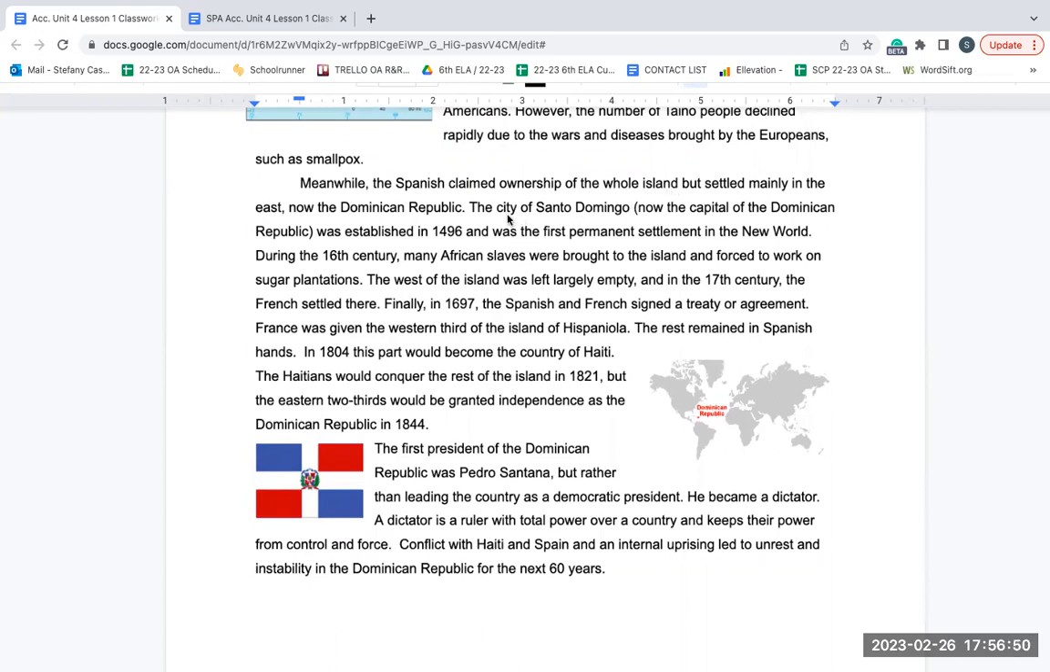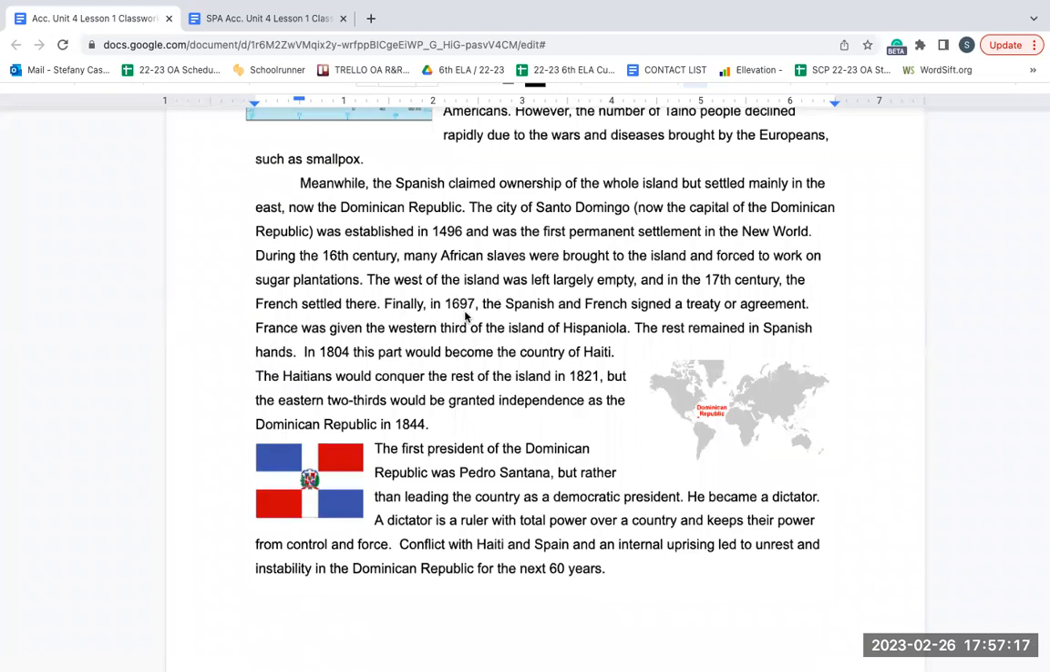The city of Santo Domingo, now the capital of the Dominican Republic, was established in 1496 and was the first permanent settlement in the New World. During the 16th century, many African slaves were brought to the island and forced to work on sugar plantations. The west of the island was left largely empty, and in the 17th century, the French settled there.